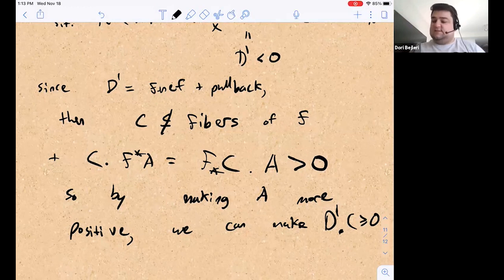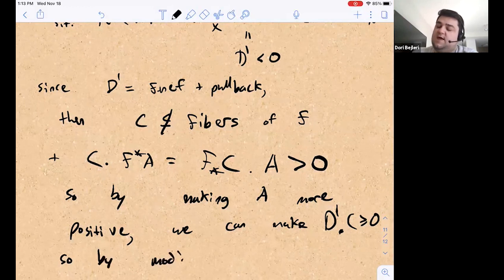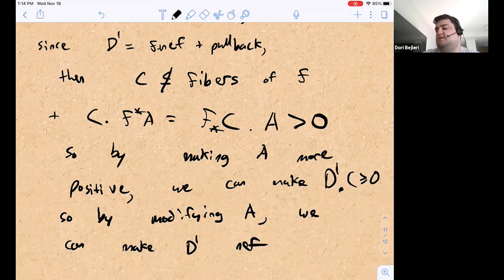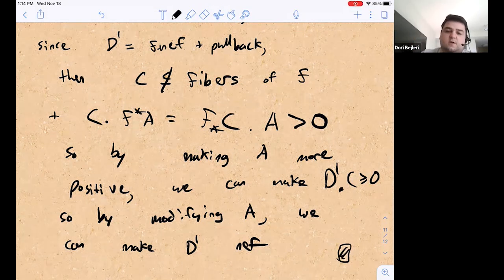Okay, so that tells us that, by modifying our A, but it didn't matter which A we picked in the end, we can make D prime nef. And so that lets us apply the base point free theorem to see that D prime is semi-ample, and then by our previous step, that tells us that D is f-semi-ample. Okay, so that's the sketch of the relative base point free theorem.